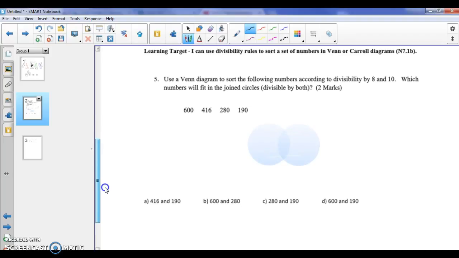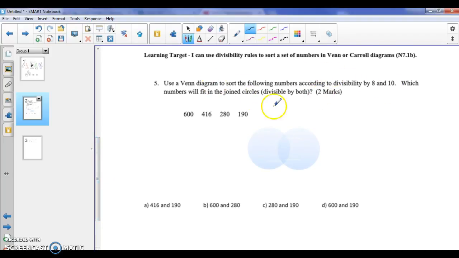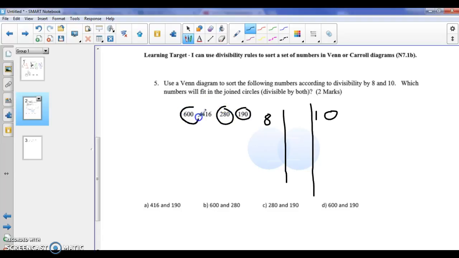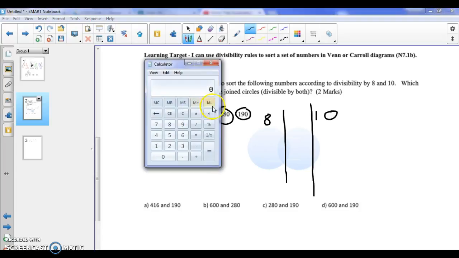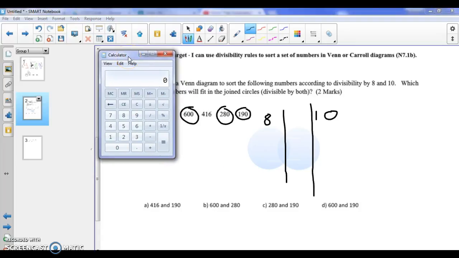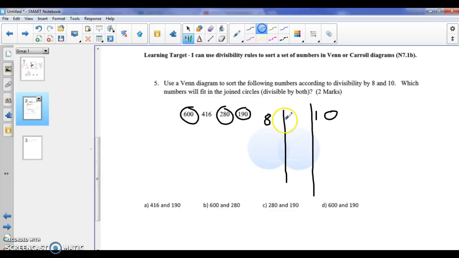Scrolling down, use a Venn diagram and divisibility rules to sort by 8 and 10. So I need to make my Venn diagram here. I have 8, 10, and the numbers in the middle are divisible by both. Okay, so I know that if it is divisible by 10, it will end in a 0. So that's 190 and 280 as well as 600. And I'm just going to use my calculator to see if there's any remainder or a decimal for those ones. So let's do 600 divided by 8 equals 75. So 600 is divisible by both. It goes in the middle.